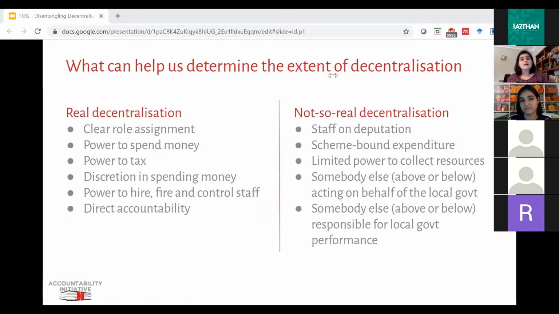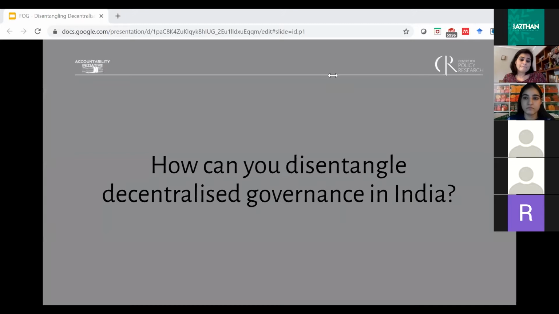And I'm going to now pass this on to my colleague Sanjana, who will take you through an example that we can then disentangle decentralization through together. But this was just to build a bit of context. So Sanjana, over to you.